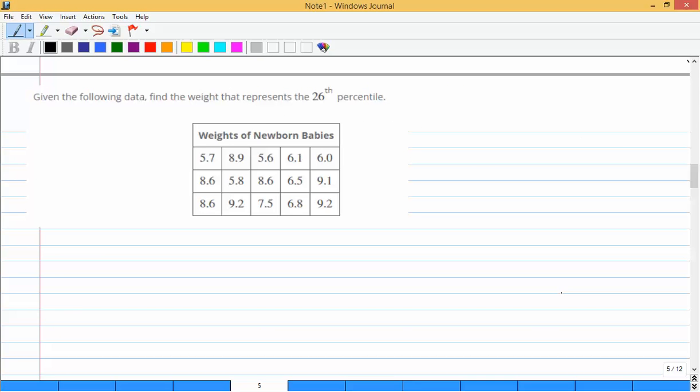It says, given the following data, find the weight that represents the 26th percentile. You may see that written as P sub 26, like that. That's another way to write the 26th percentile.